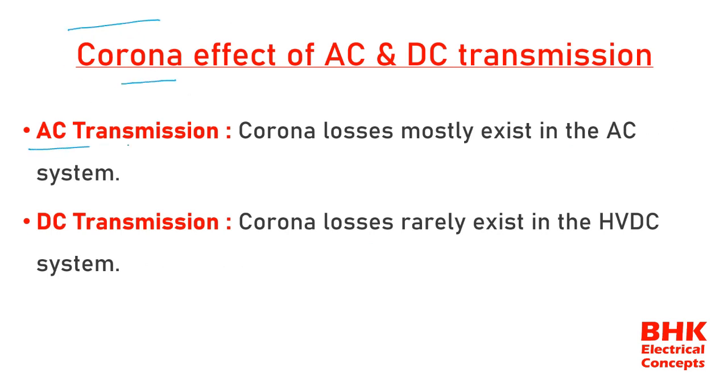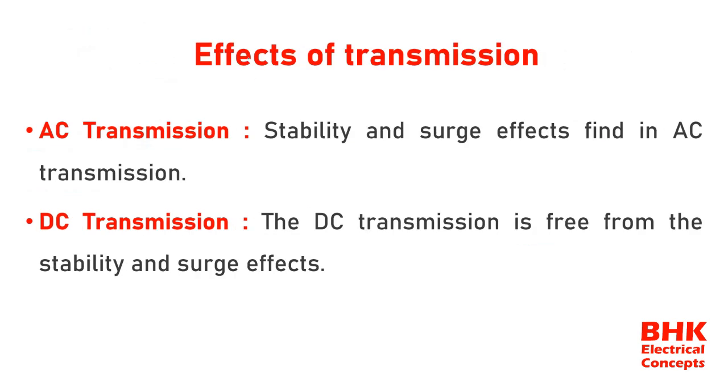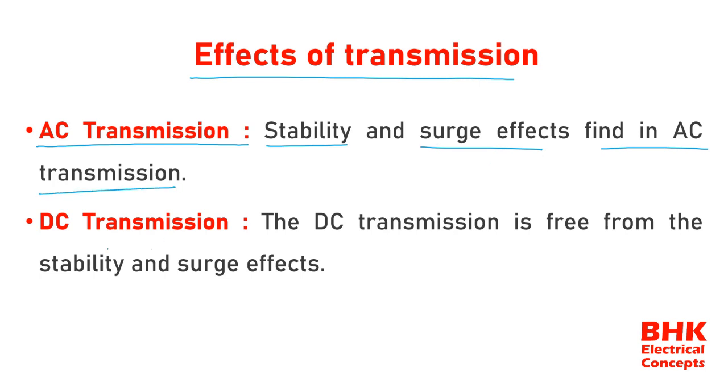Now coming to another thing, that is corona effect. In case of AC system, corona losses mostly exist, but in case of DC, corona rarely exists. It means the effect of corona in the AC transmission system is more compared to DC. And another thing is effect of transmission system. In AC transmission, the stability and the surge effects are found. But in case of DC transmission system, it is free from these stability and surge effects. Okay, this is the important point.